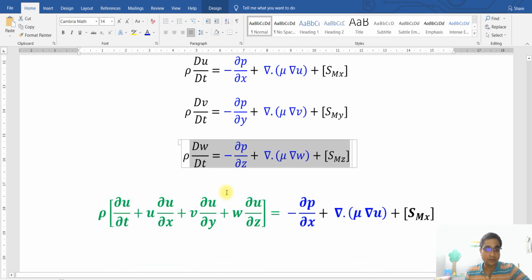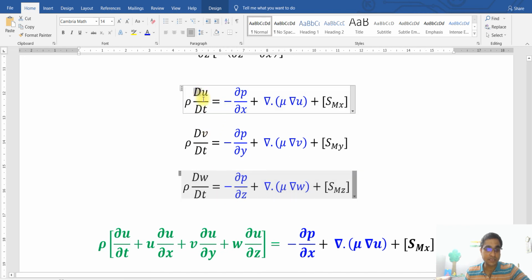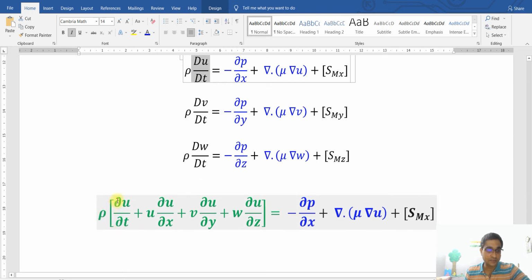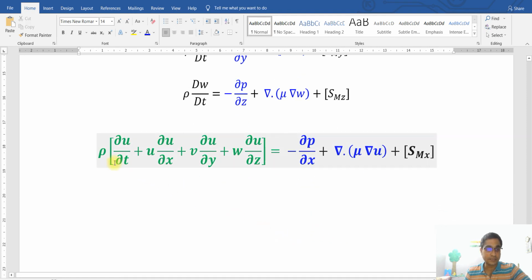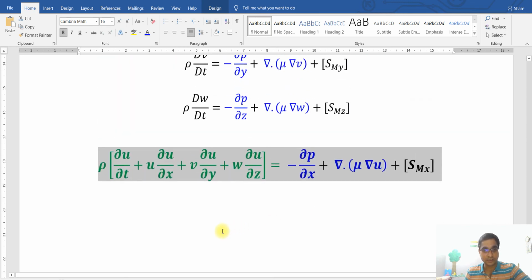Now I would like to elaborate this substantial derivative of u with respect to t. So rho times del u over del t plus u times del u over del x plus v times del u over del y plus w times del u over del z is equal to minus derivative of p with respect to x plus divergence of mu into gradient of u, plus some body forces that have been incorporated. So now this is the famous Navier-Stokes equation. In the same way we can write it for all three dimensions.